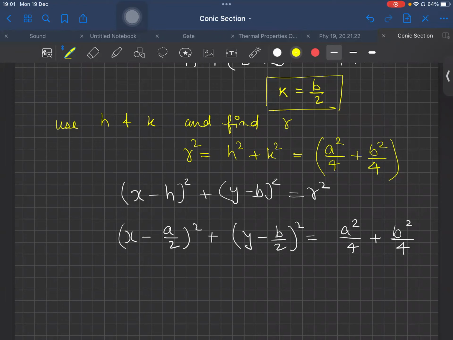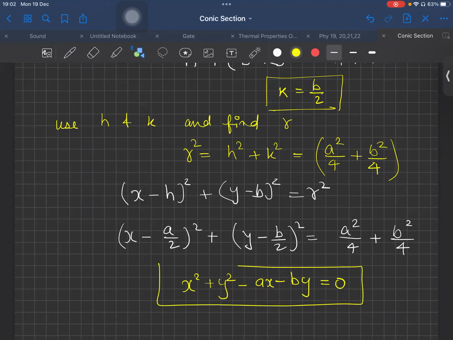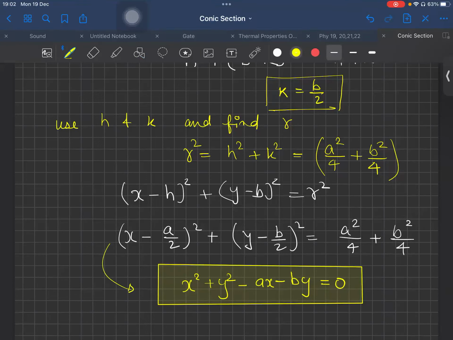So the equation you will get is, I'll write it because you have another class. So this will be x square plus y square minus ax minus by is equal to 0. That's what you will get. This is the equation of your required circle. So this is your answer. You just solve the above one, you will get this.